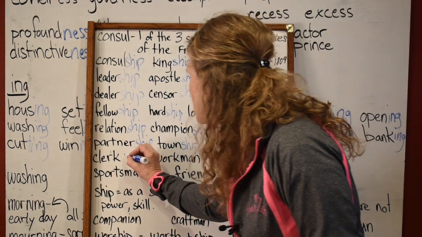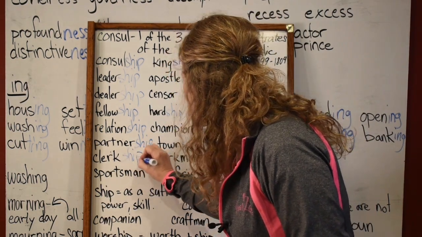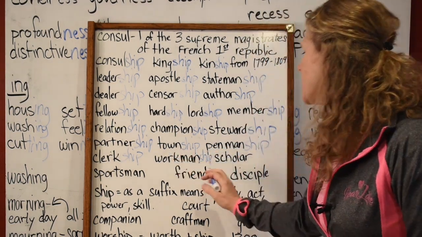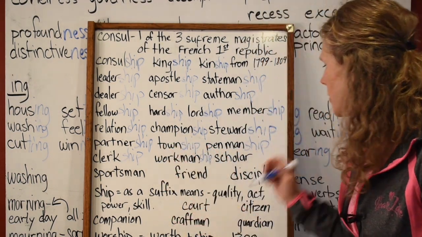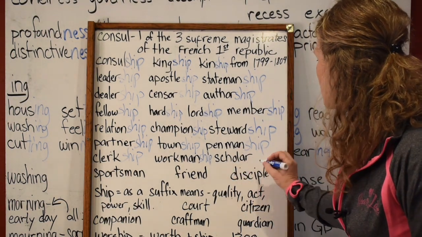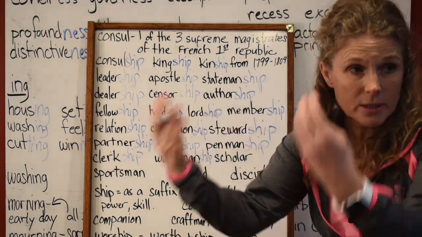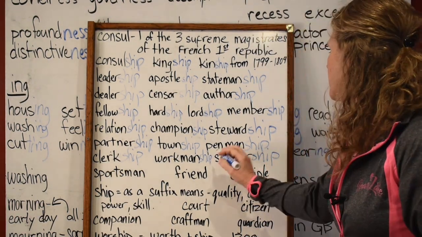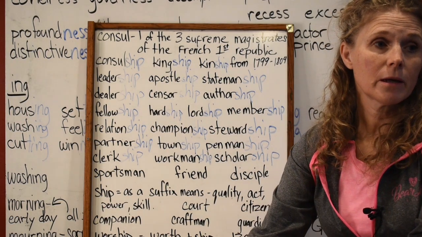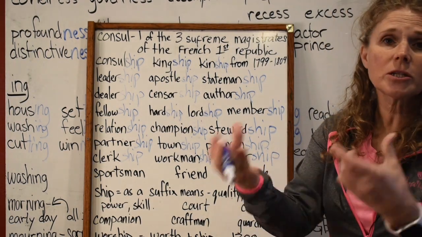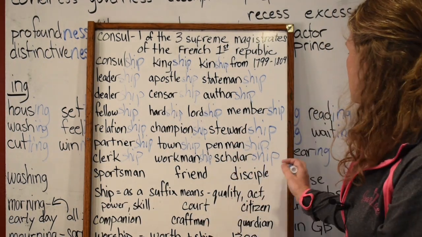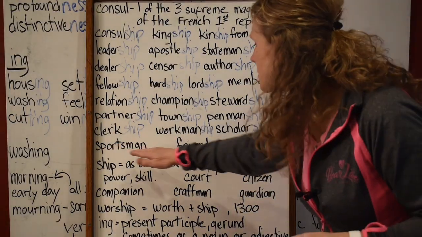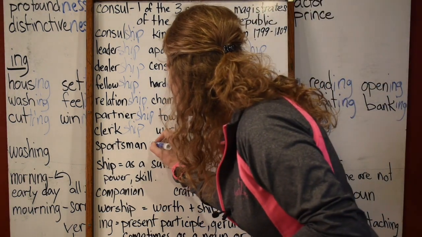Clerk, clerkship. Workman, workmanship. See how this is a person, and this is his quality of how he works. Okay? Scholar. So Will is a scholar, right? And he received a scholarship to progress his scholar. So you can't touch the scholarship, right? But you can touch the scholar. So now you have sportsman, sportsmanship.